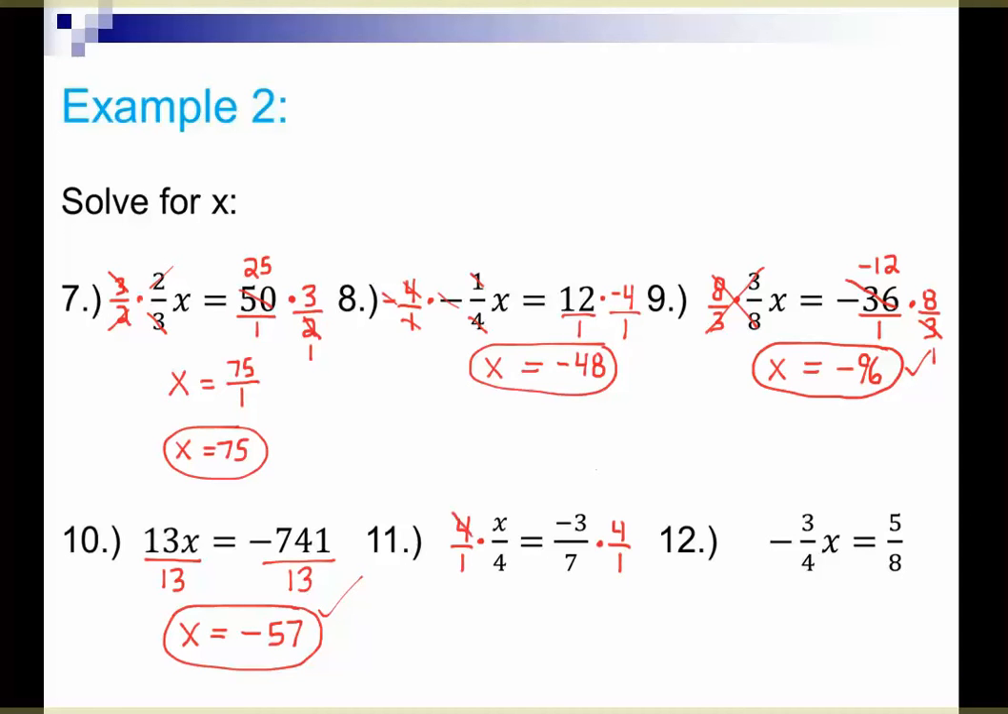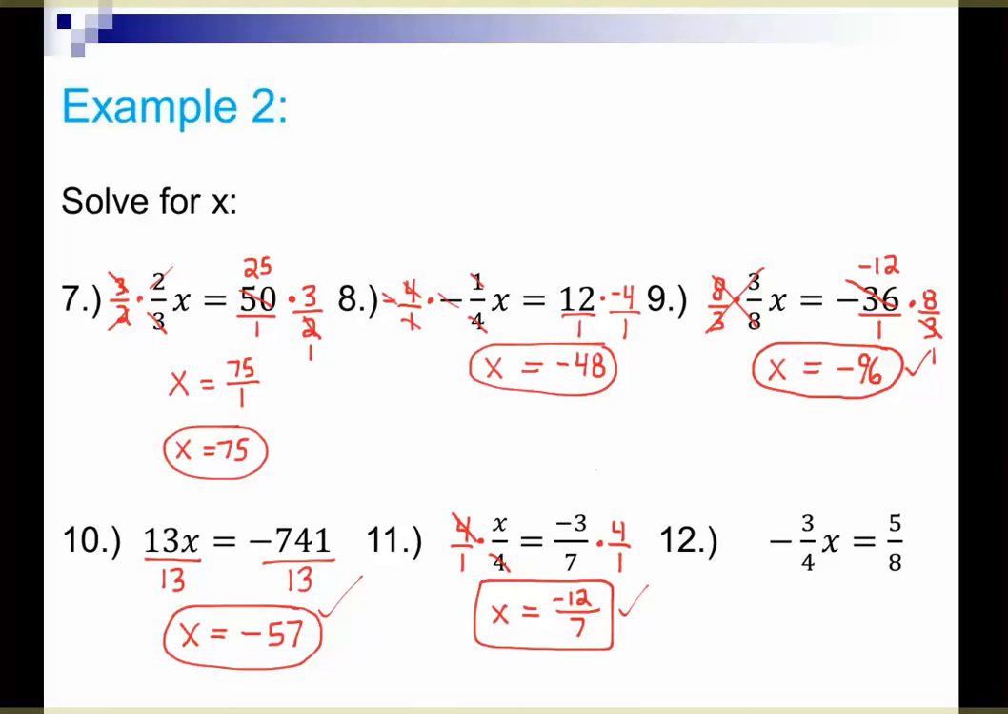On the left, 4's cancel, and you're left with x over 1, which is just x. On the right, negative 3 times 4 on top is negative 12. And 7 times 1 on the bottom is just positive 7. And that is already reduced. So my answer here is negative 12/7.